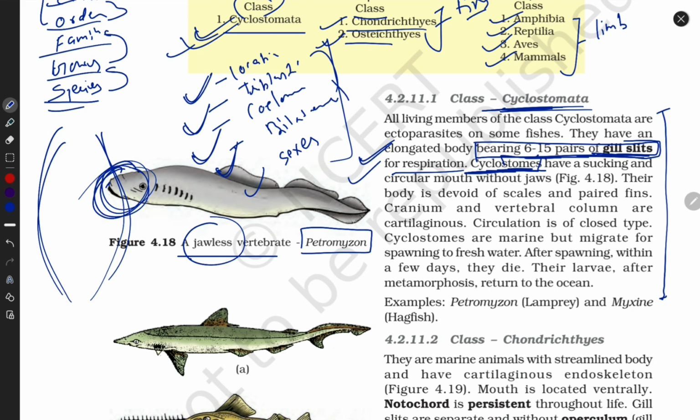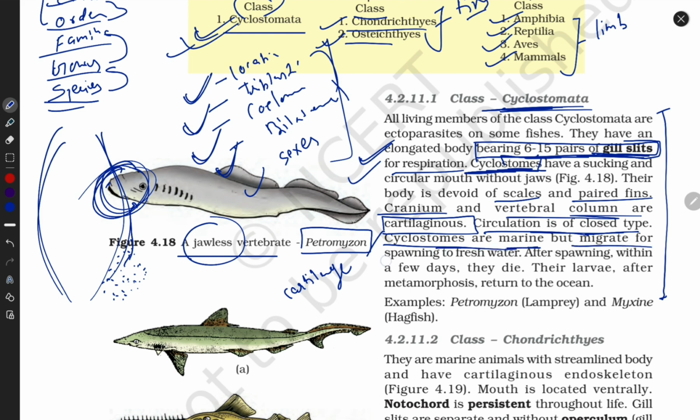Whatever the shark or whale eats, their food particles spread in the water medium, and they consume this. Now they have scales and paired fins. Cranium and vertebral column are cartilaginous, means their vertebral column is made of cartilage. Now the circulatory system is closed type.